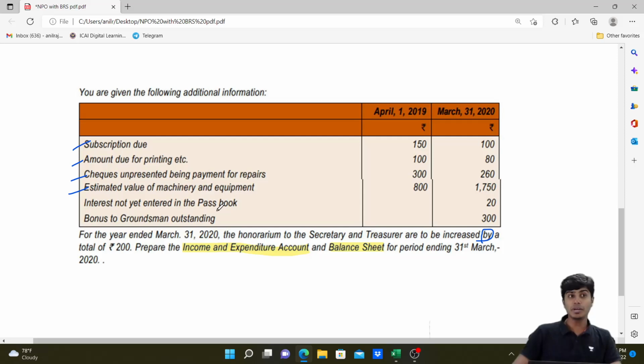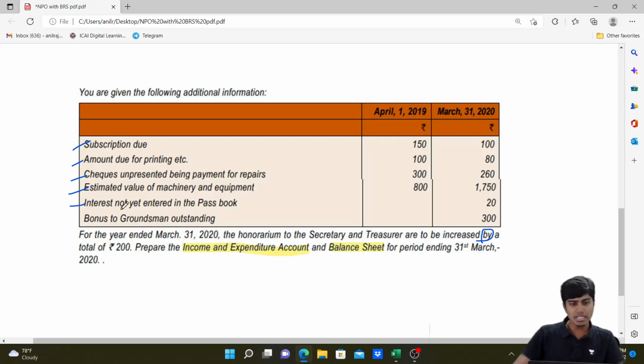Sir, why did you open equipment account? Because there is purchase of equipment and we would also have to identify the depreciation on the equipment. Yes, so to identify the depreciation, we open this separate ledger. When we close that ledger, we will be able to identify the depreciation.